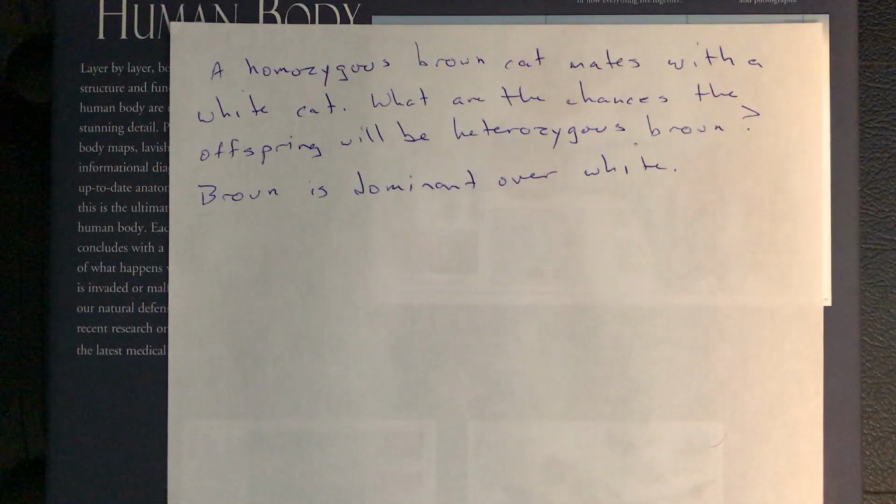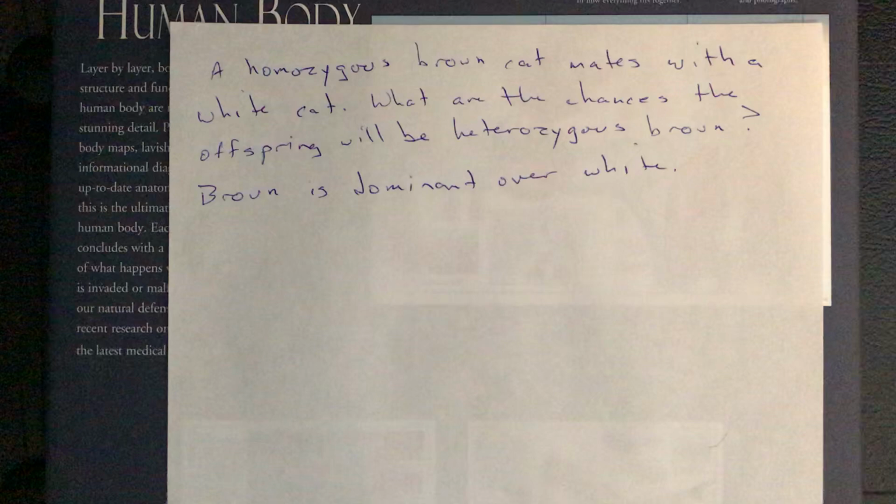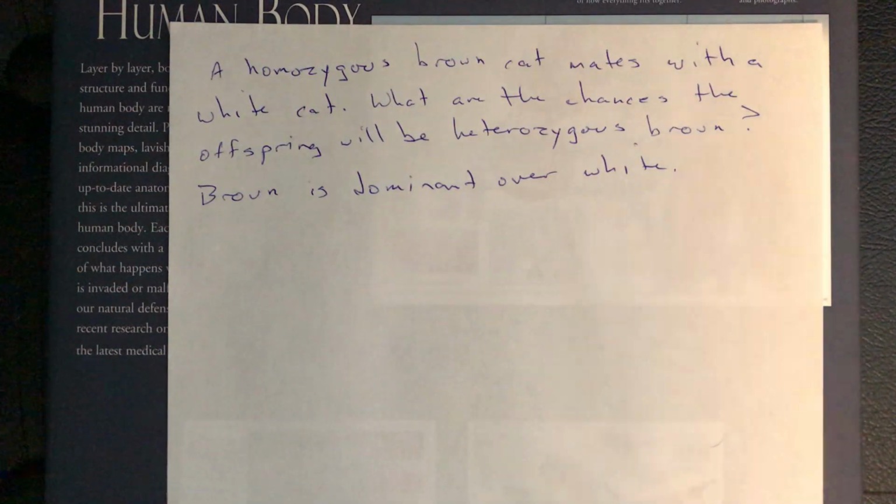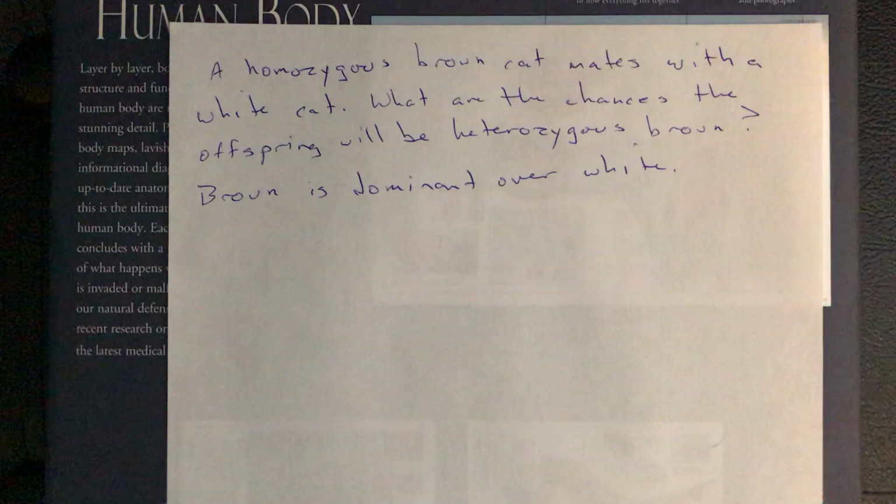The document I'm going to give you is broken down into steps. Step one is read the problem carefully. I've written out the problem here for you. It's the same one that's on the document that I gave you. A homozygous brown cat mates with a white cat. What are the chances the offspring will be heterozygous brown, and brown is dominant over white?